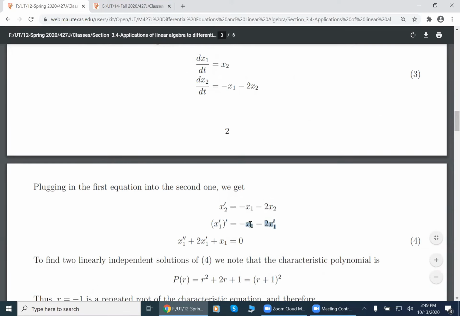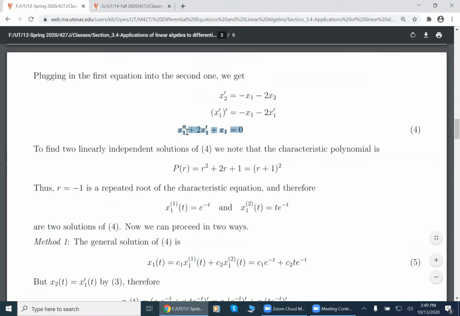Then move the right-hand side to the left, done. And then we know how to solve this equation. These are two particular solutions. Here is the general solution.